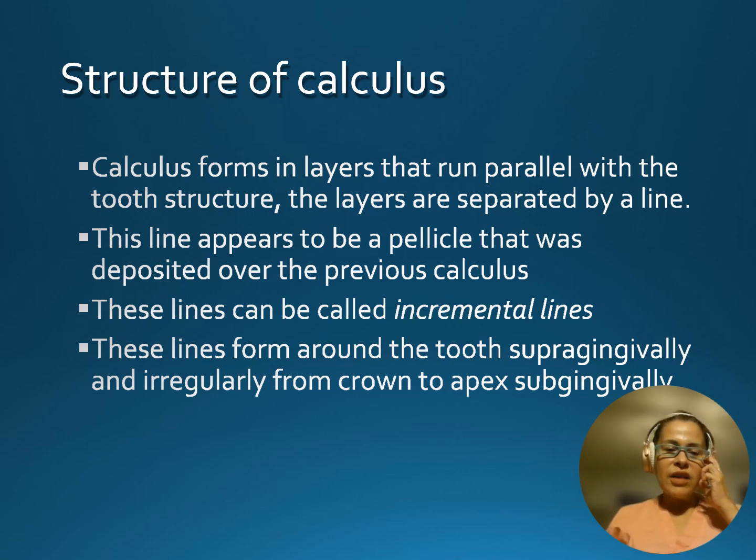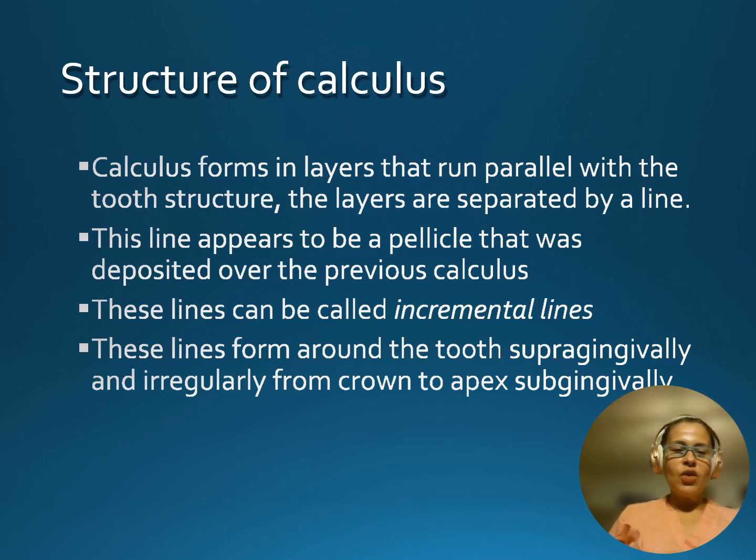Now, the structure of calculus forms in layers that run parallel with the tooth structure. The layers are separated by a line. This line appears to be a pellicle that was deposited over the previous calculus. These lines can be called incremental lines. Please remember these incremental lines are in your national boards. I'm giving you 1 point in your national boards already. These lines form around the tooth supragingivally and irregularly from crown to apex subgingivally.